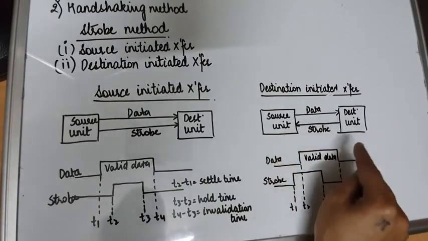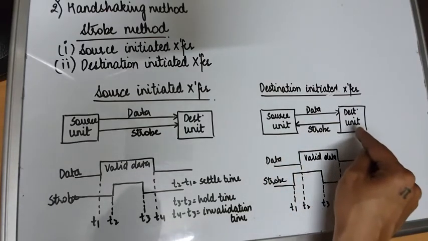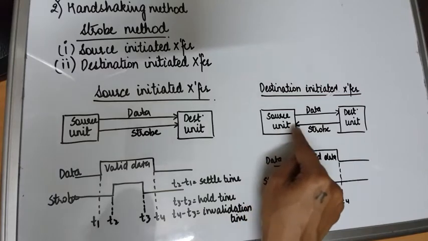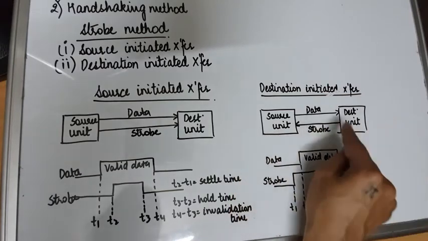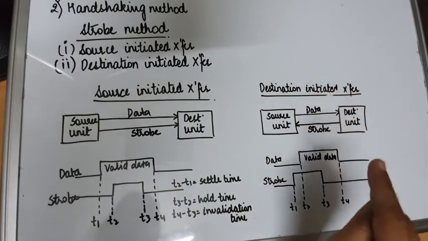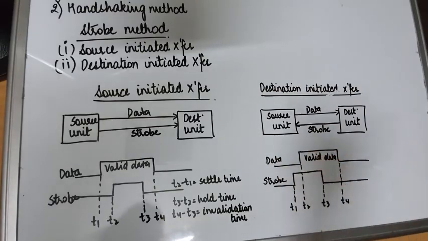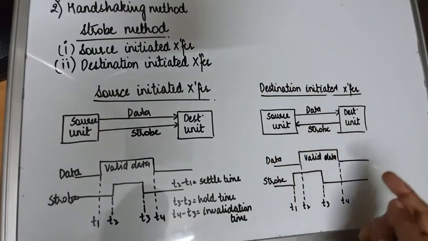Since the strobe signal is arising from the destination unit to the source unit, hence the name destination initiated data transfer, since this data transfer will always be initiated by the destination.